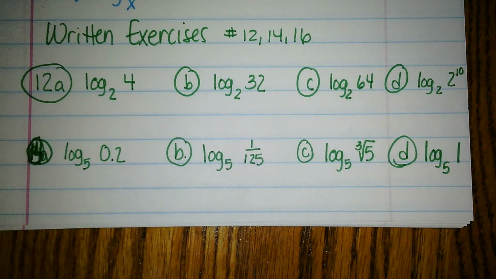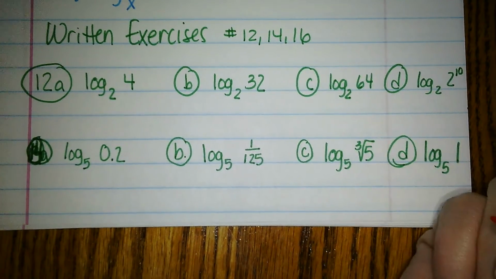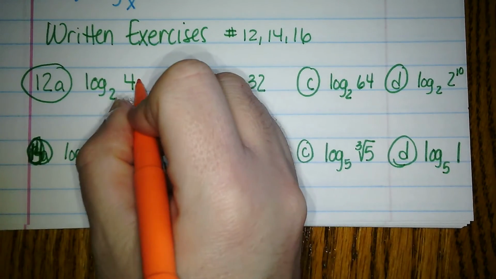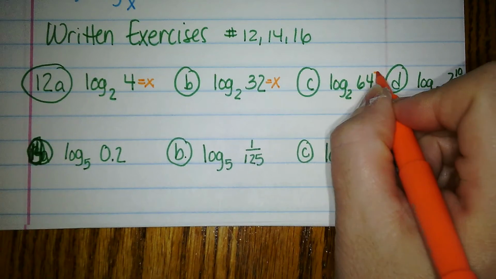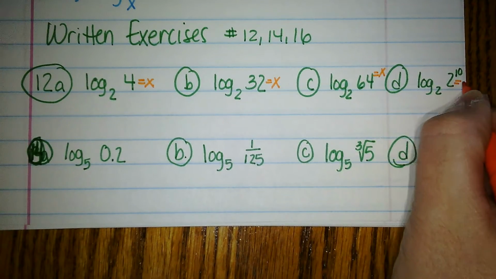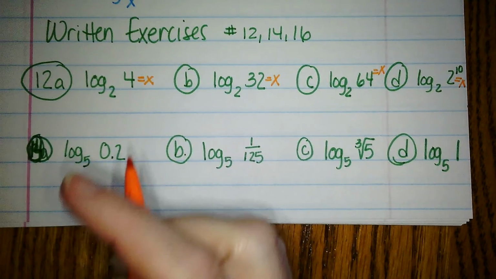Okay, so we are finding each logarithm. Do not use a calculator. So this is what they give us. And when we're finding the log, remember that that means that we're looking for the exponent. So each one of these has to have an equals x at the end. That's first. So I leave myself a lot of room here, but you get the gist.